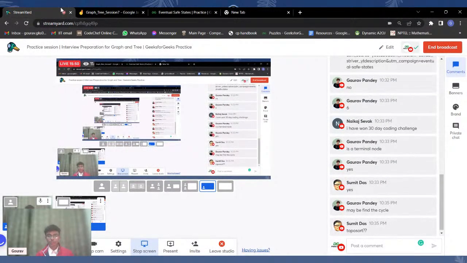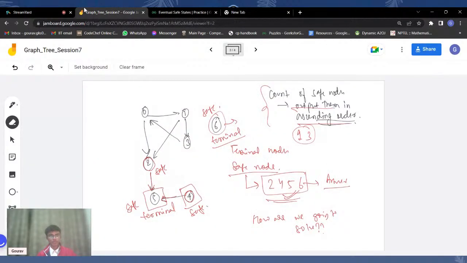Hello Naikaj. Hello Sumit. Gaurav is saying find a cycle. Sumit is saying topo sort. Okay, Gaurav, are you saying find a cycle? Is there any cycle in this graph? You can all see that there is actually a cycle in this graph. If I move from node 0 to node 1 to node 3, and node 3 to node 0, there is a cycle. So do you know that the question was to find a safe node?